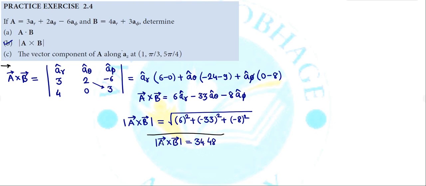Now next we are going to see part C of the numerical, where we have to find out the vector component of vector A along the Z direction. Now there comes the tricky part. Okay, so what is that one that we are going to see over here?